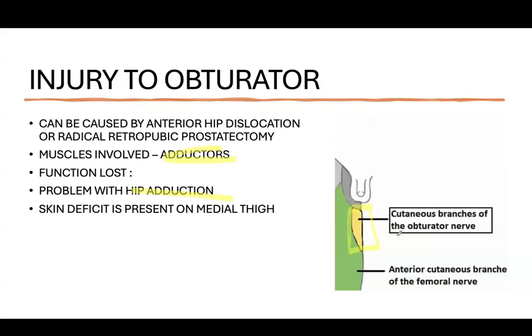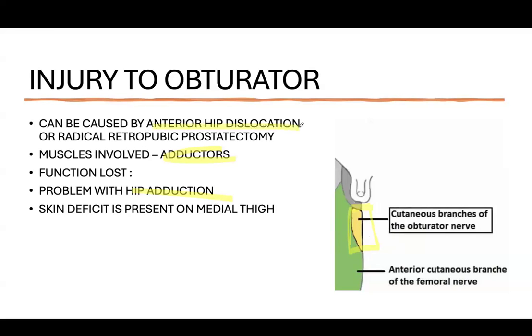So if you have damage to the obturator, its cutaneous branch would not work, and then this area would be damaged, which is the very, very medial area of the thigh. It's a very small area that's otherwise supplied by the femoral, but this small area is just supplied by the obturator. So, how could you damage your obturator?